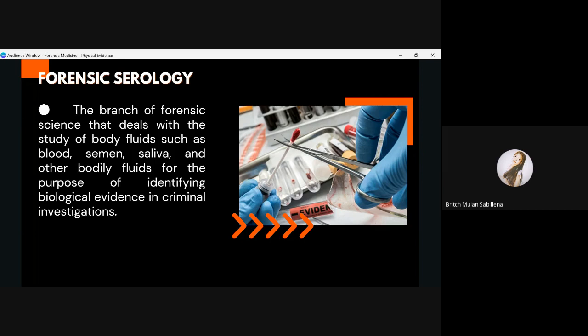A forensic serologist uses various techniques to analyze and compare the physical and chemical properties of biological materials found at crime scenes with those of known samples to determine their origin and to help link suspects to crimes. Some of the common techniques used in forensic serology include blood typing, DNA analysis, and enzyme assays. The information obtained can be used to help identify suspects, establish links between suspects and victims or crime scenes, and provide important evidence in criminal investigations and trials.